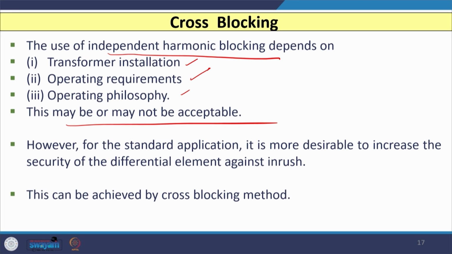individual utility person. However, for the standard application, normally it is more desirable to increase the security of the differential relay against the inrush current, so that unwanted operation of the transformer differential relay can be avoided. So, if we wish this can be achieved by the cross blocking method. So, the question comes, why is the cross blocking method required? The reason is the cross blocking method is required because of the different types of inrush.